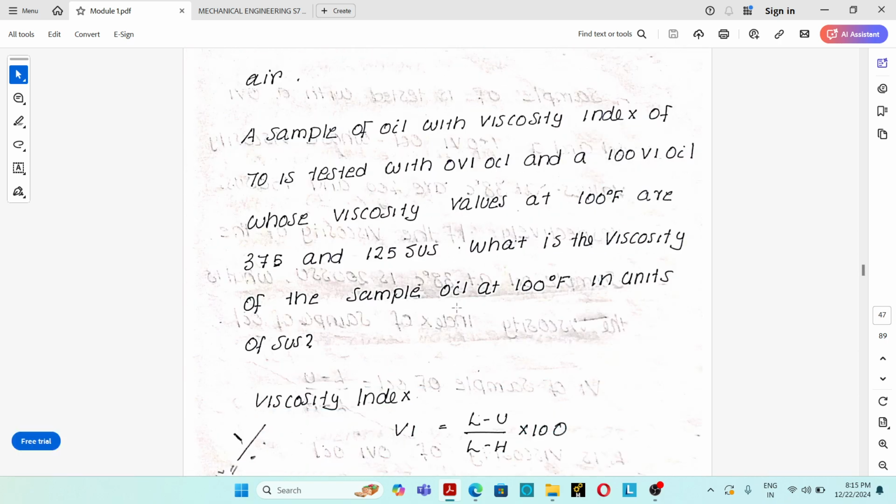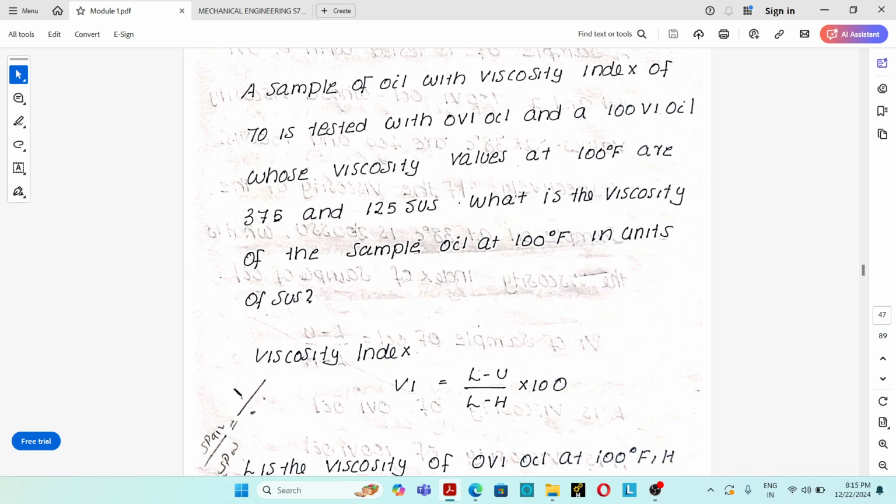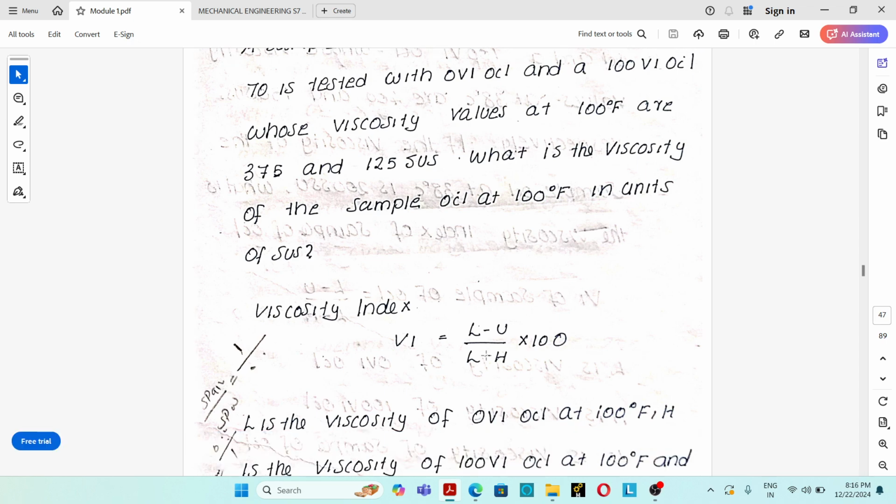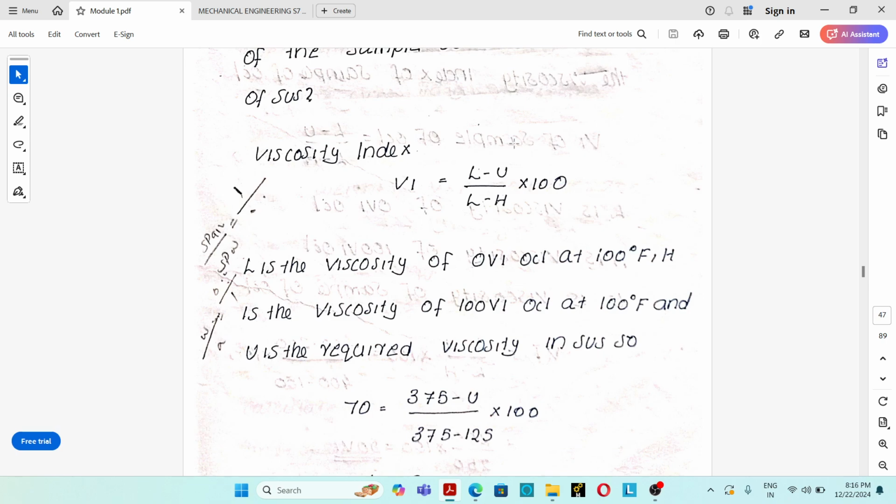That's not much important. So first, a sample of oil with viscosity index of 70 is tested with 0 viscosity index oil and 100 viscosity index oil, whose viscosity values at 100 Fahrenheit are 375 and 125 SUS. What is the viscosity of the sample of oil at 100 Fahrenheit in SUS? Viscosity index is equal to L minus U divided by L minus H into 100. This is the equation. Here viscosity index is given, so we have to find the viscosity of the sample of oil, U.